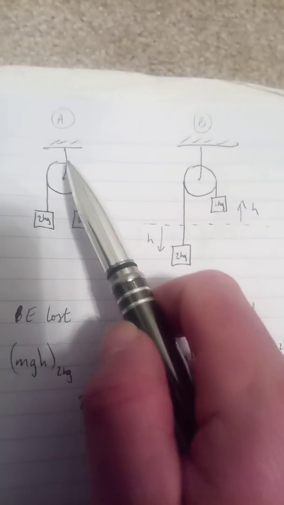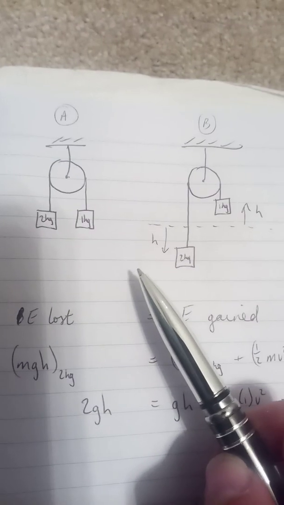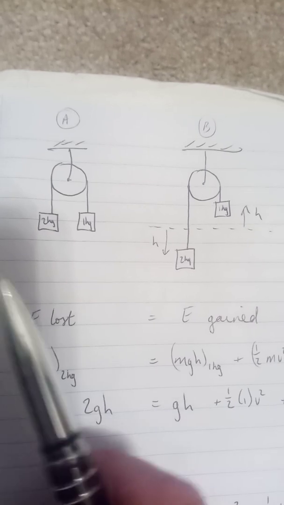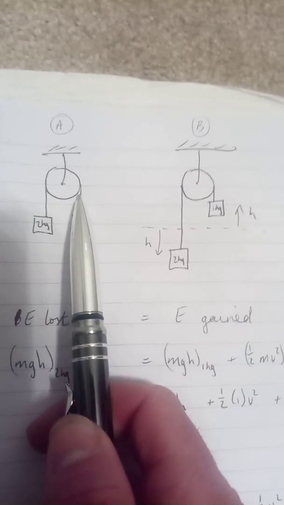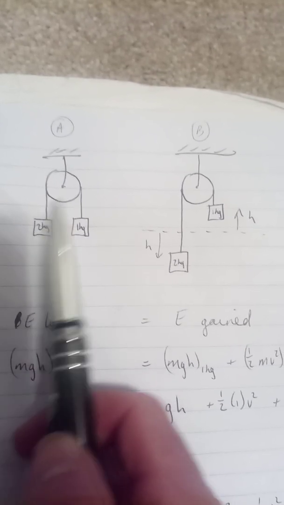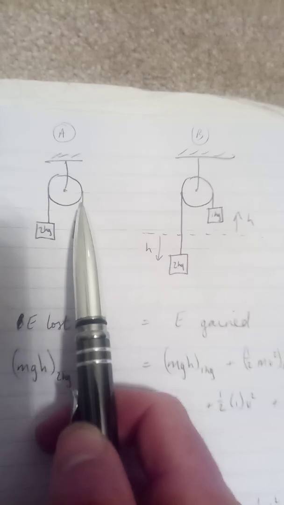And because we're dealing with moment of inertia, the only way that this pulley can rotate is if it experiences a net force causing an anti-clockwise rotation. So what that means is there's a tension there and a tension there that are not equal, because if they were equal, there'd be no rotation. The tension there must be greater than the tension there.